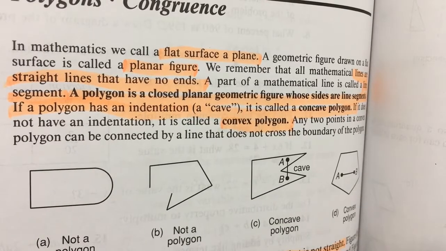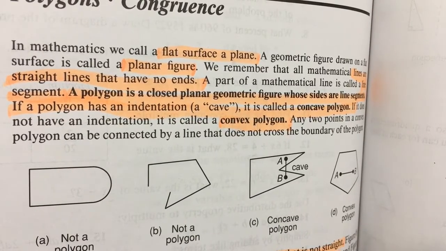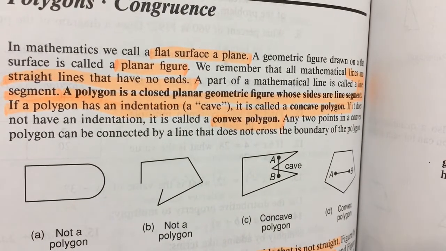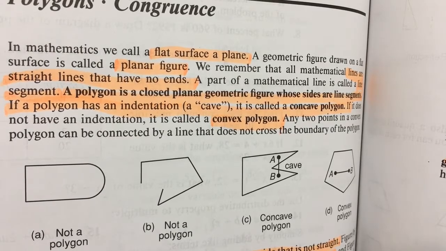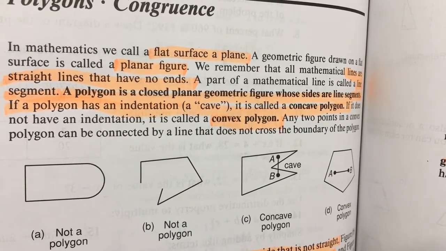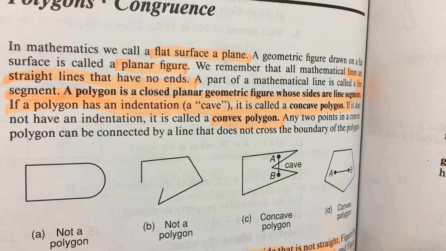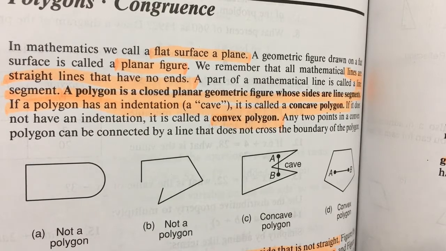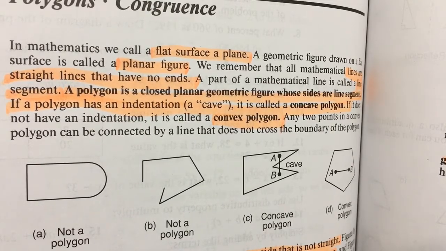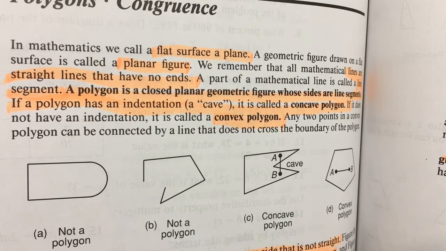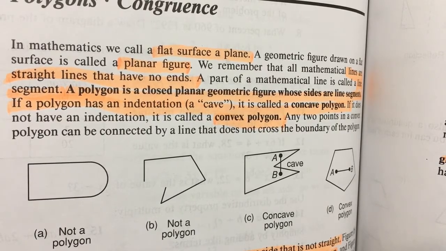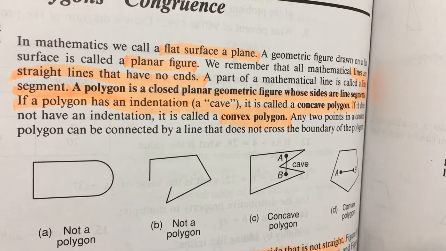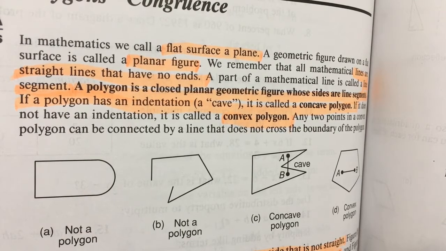Okay, here's the very first part we're going to look at. In mathematics, we call a flat surface a plane. A geometric figure drawn on a flat surface is called a planar figure. We remember that all mathematical lines are straight lines that have no ends. A part of a mathematical line is called a line segment. A polygon is a closed planar geometric figure whose sides are line segments. Okay, so we're going to see some examples of polygons here.